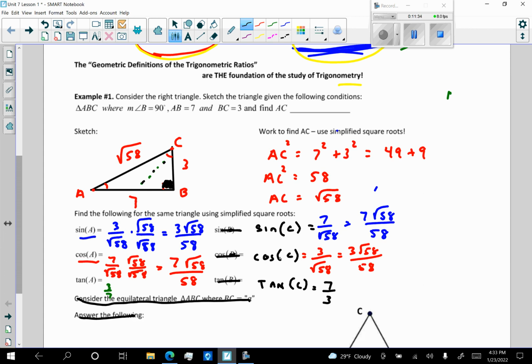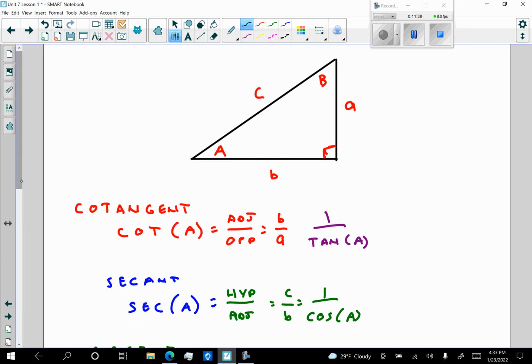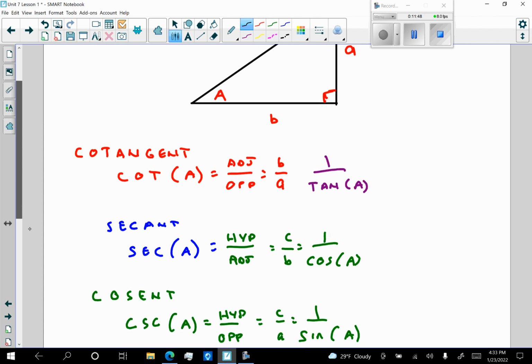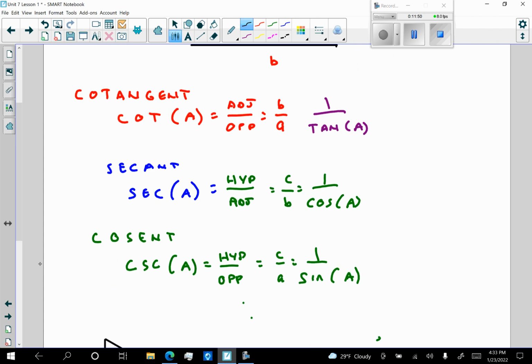On that blank page, we're going to talk about 3 other trigonometric ratios. We're going to talk about the cotangent of an angle, the secant of an angle, and the cosecant of an angle. If I can spell cosecant correctly, that's silly.